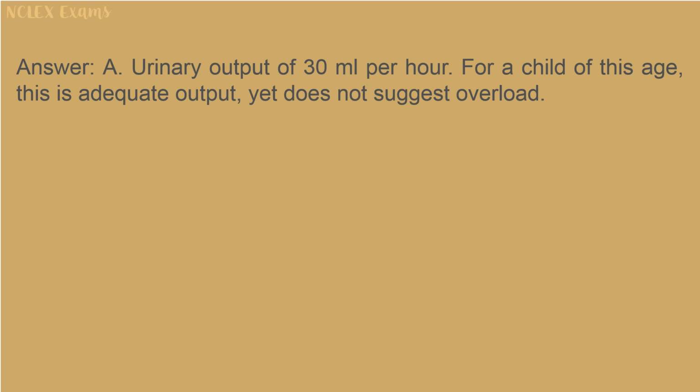Answer: A. Urinary output of 30 milliliters per hour. For a child of this age, this is adequate output, yet does not suggest overload.